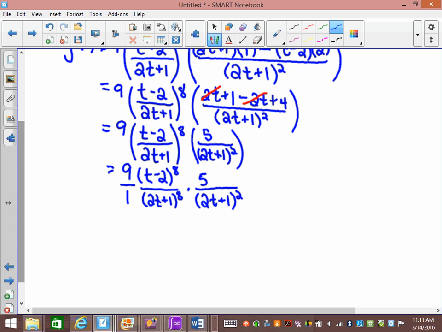And this 9 is over a 1, technically, right? So if we multiply the tops all together, we get 9 times (t minus 2) to the 8, times 5. And 9 and 5 can join each other. 9 times 5 is 45. So on the top we get 45 times (t minus 2) to the 8. And on the bottom, what happens if we have common bases with exponents? What do you do with those exponents? You add them. So we're going to get (2t plus 1) to the 10.